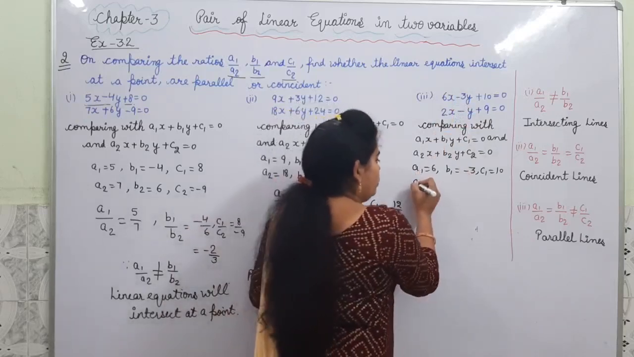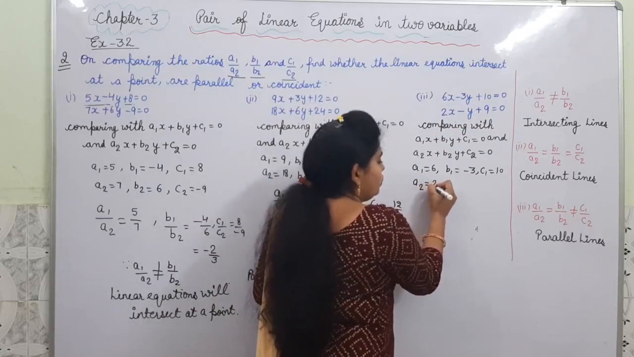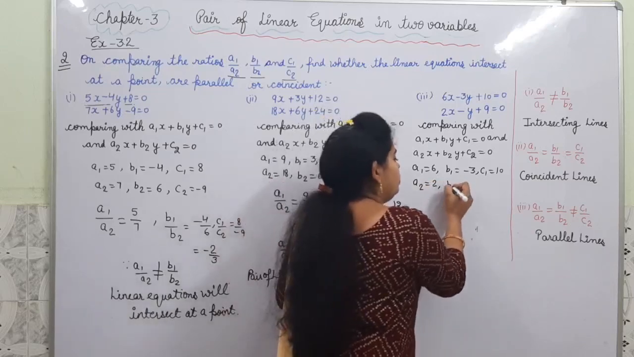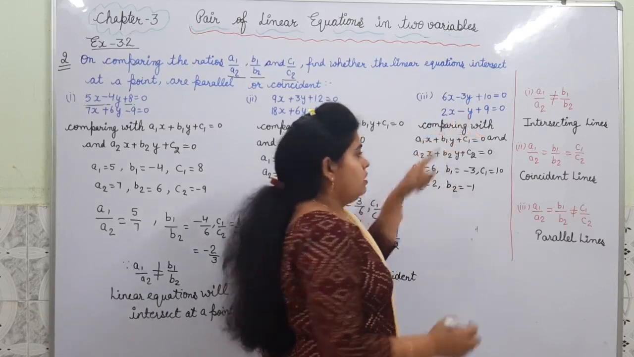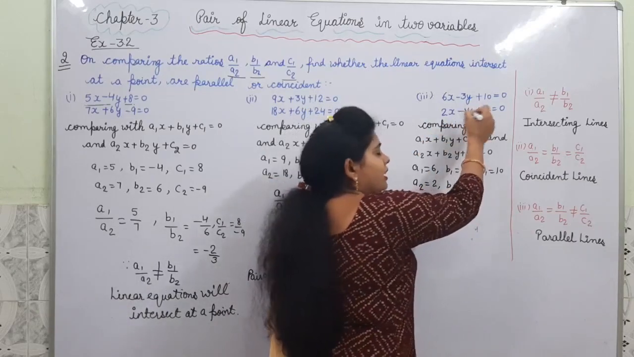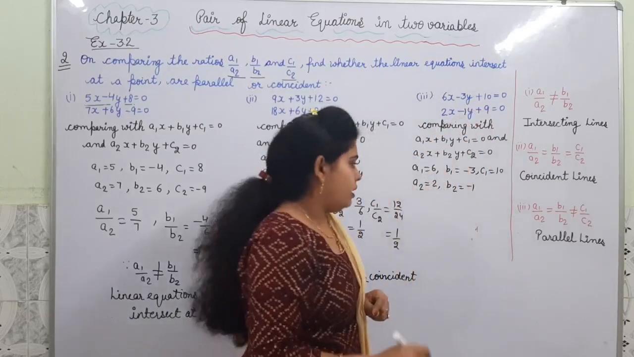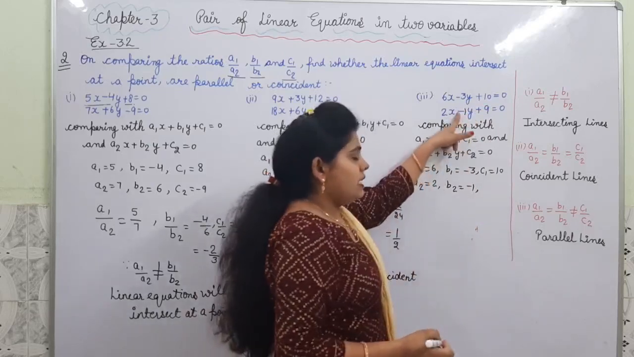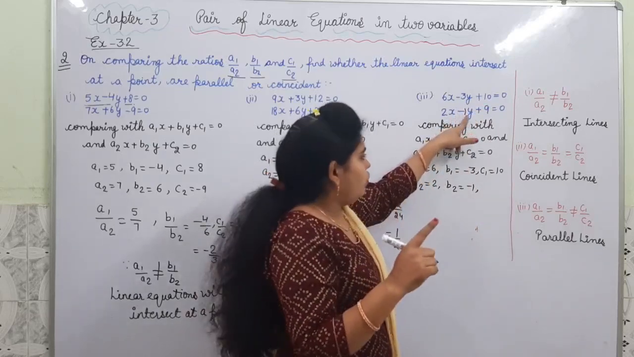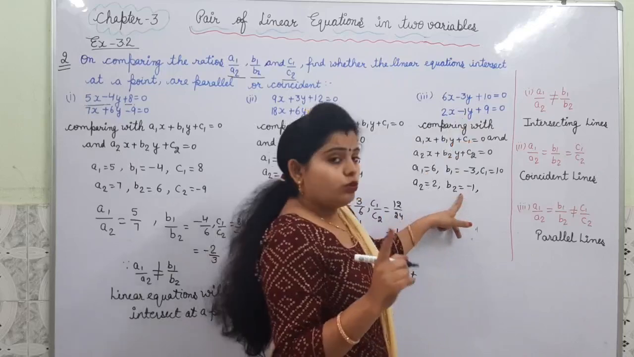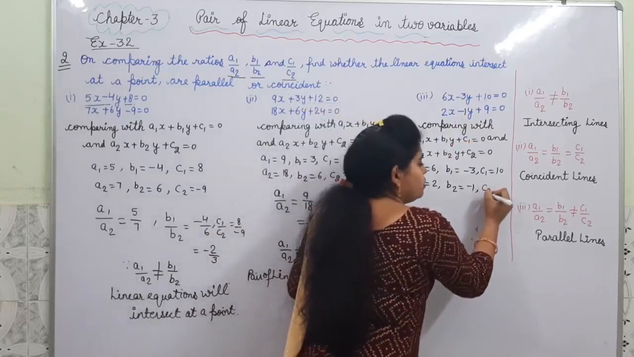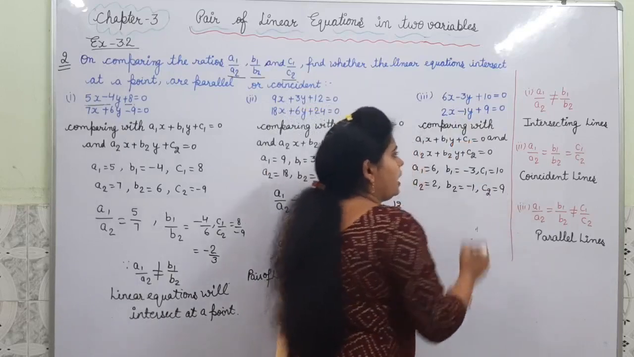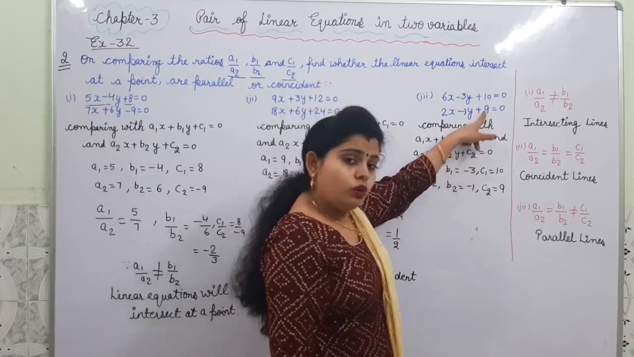Now a2 is equal to 2. b2 is equal to -1. Nothing is written here, so it is understood that it is -1. Because a minus sign is there and the value will be 1, so we will get b2 is equal to -1. Now c2 is equal to 9.